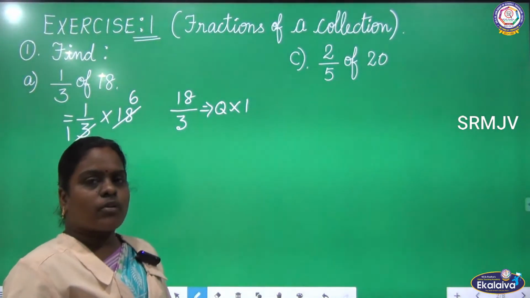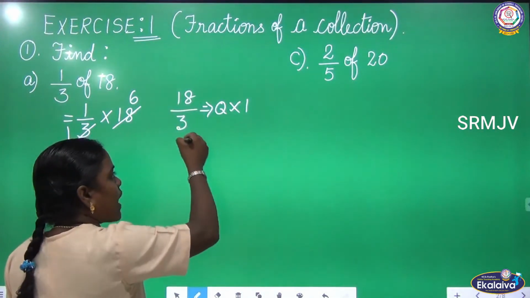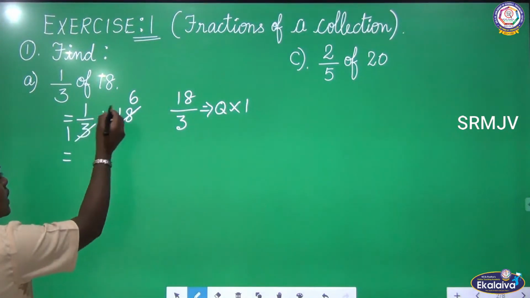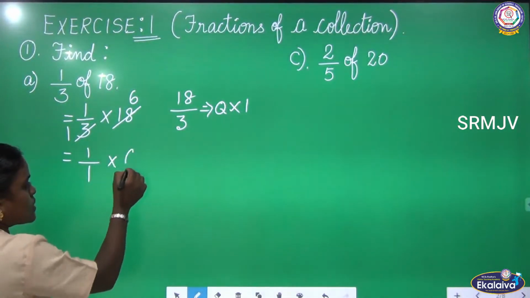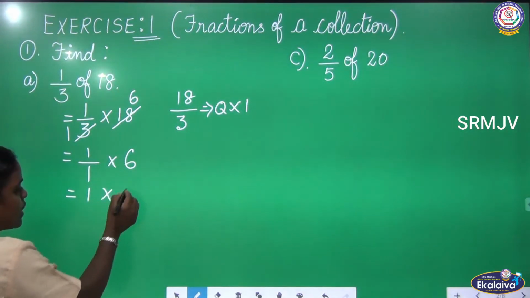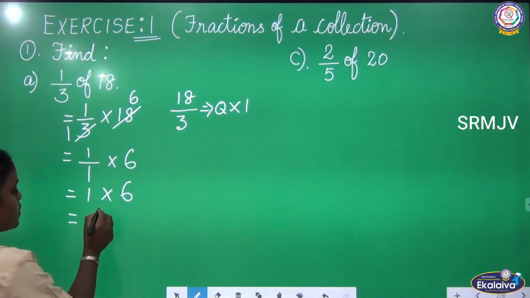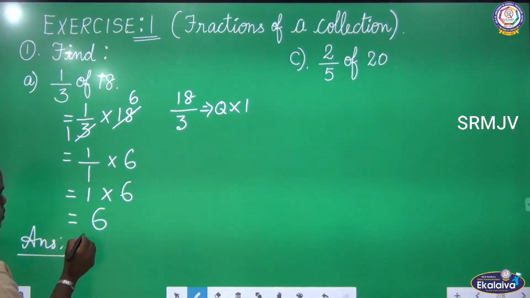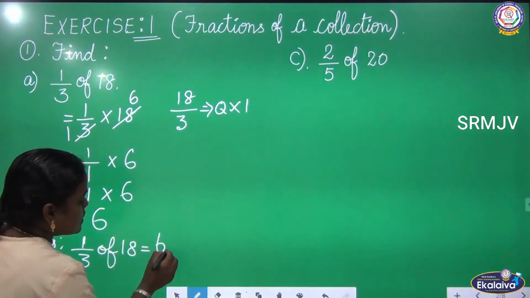So like this you have to use the table and cancel the numbers instead of dividing then multiplying. We can use this simple way. Here the remaining numbers are 1 by 1 into 6. So 1 by 1 is nothing but 1 multiplied by 6. So 1 into 6, it is 6. So the answer is 1 by 3 of 18 equal 6.